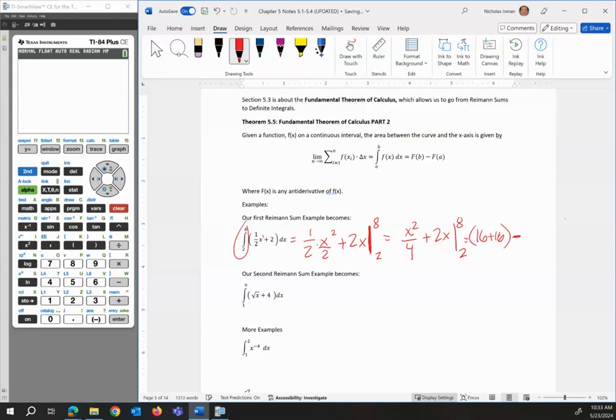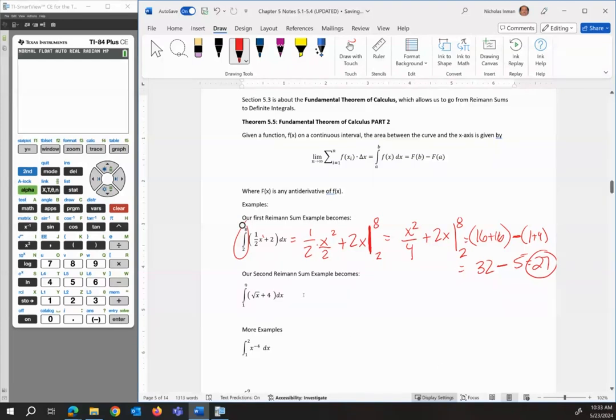I then subtract. I plug in 2. So 2 squared, that's 4. Over 4 is 1. 2 times 2 is 4. So I add these two, 16 and 16, that's 32. I then subtract this sum, 1 and 4 is 5. 32 minus 5 is 27. The same answer we got before.